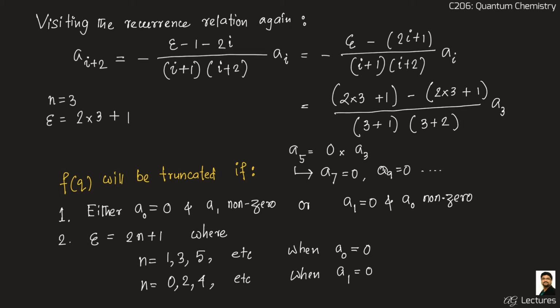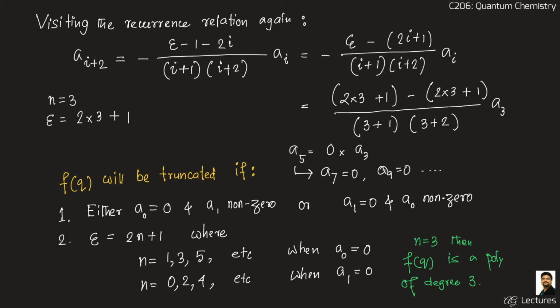In general, what happens? If we have n equals 3, then f of q is a polynomial of degree 3. In general, f of q is a polynomial of degree n, whatever n it is, 3, 5, 7, etc. And that is how it works.